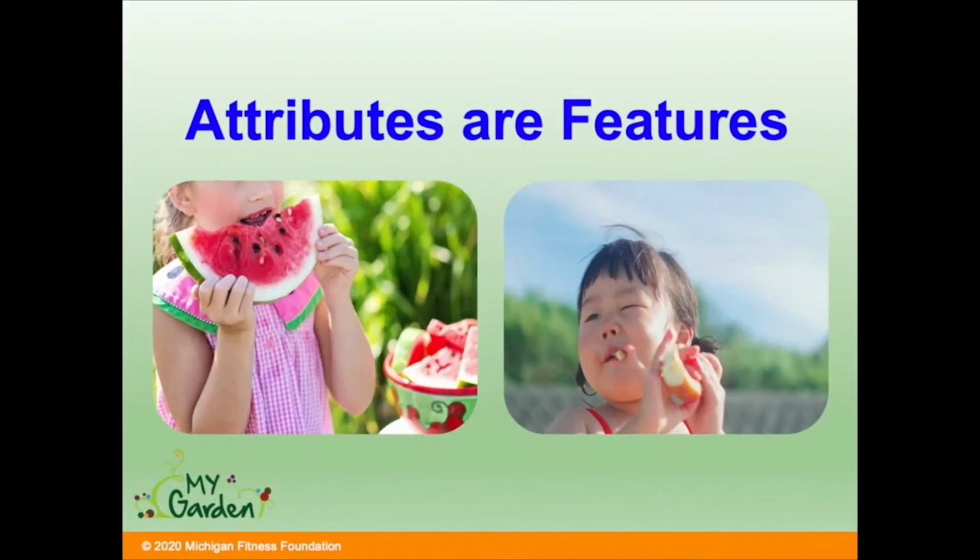Now that we've talked about sorting, let's talk about attributes and features. Scientists use attributes and features to describe something. So like we learned in our last lesson, we can use words like round, bumpy, dark, light, smooth, or slippery to describe something. That would be an attribute or feature of that item. For example, the watermelon the girl on the left has could be juicy, and the apple that the girl on the right has could be crunchy.